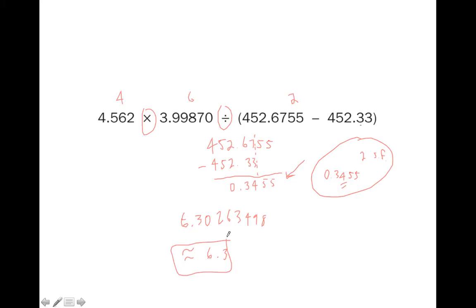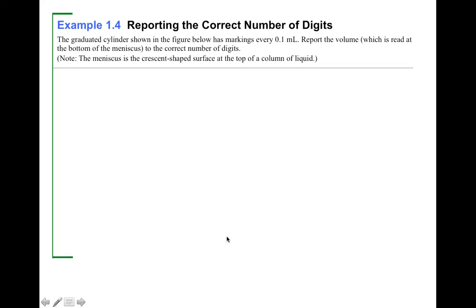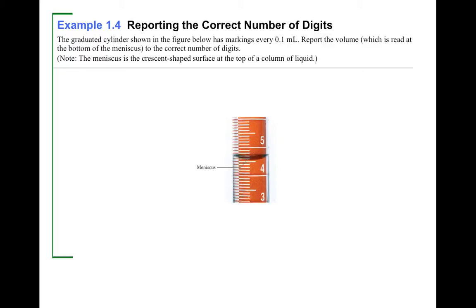Now, let's go on to the next problem. Reporting to the correct number of sig figs. The graduated cylinder shown in the figure below, report the volume. Has markings every 0.1 meters. You know what? We did this in a previous question, right? So let's come over here.